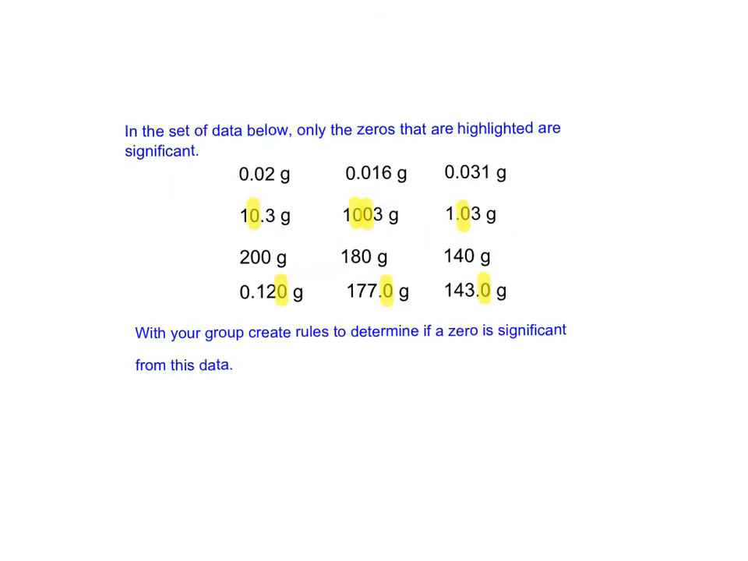In class, this is the practice problem that we give to help you try to find some guesses for what rules count. The highlighted zeros are the ones that are significant. If you want to take a little bit of time to see if you can guess why the highlighted ones are significant while the other ones that aren't highlighted aren't, you can. But here are the real rules for zeros and significant figures.